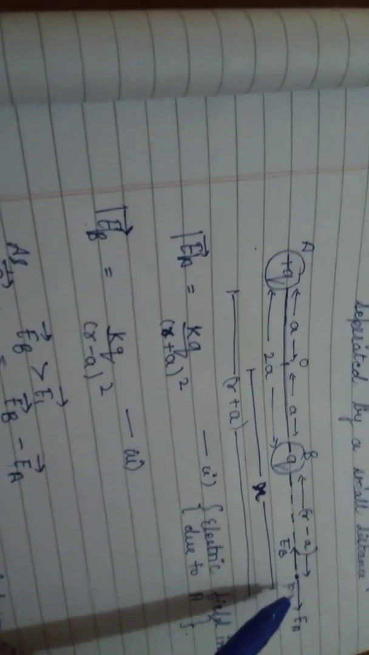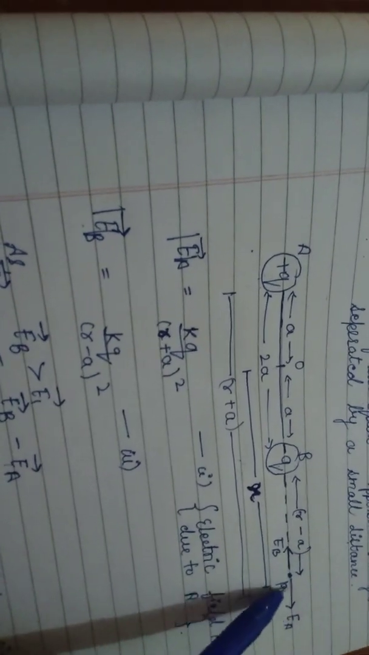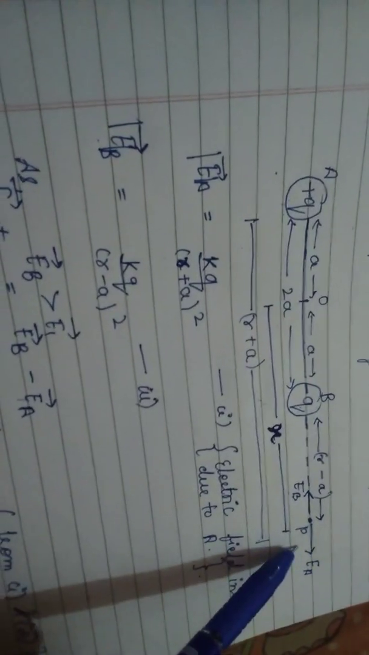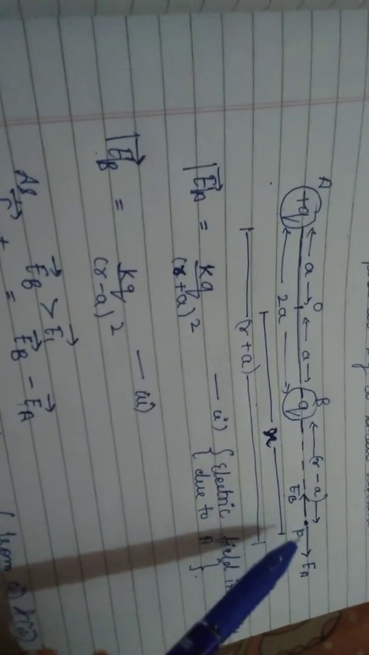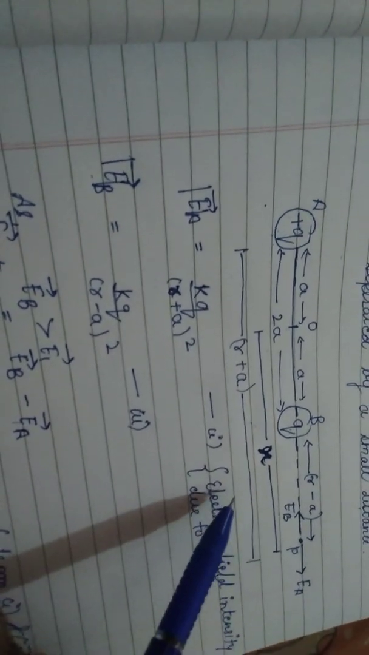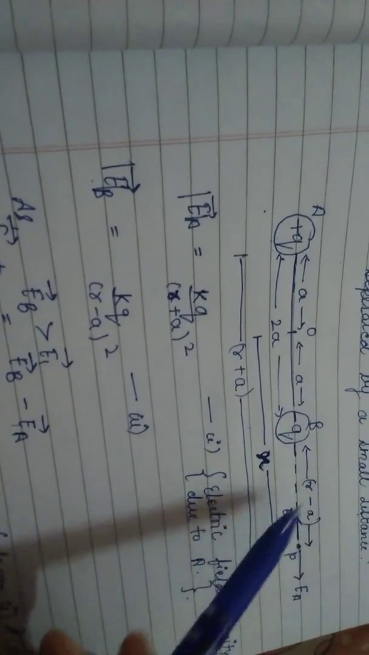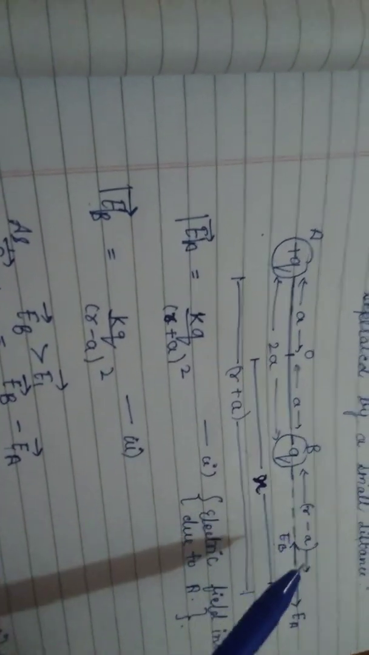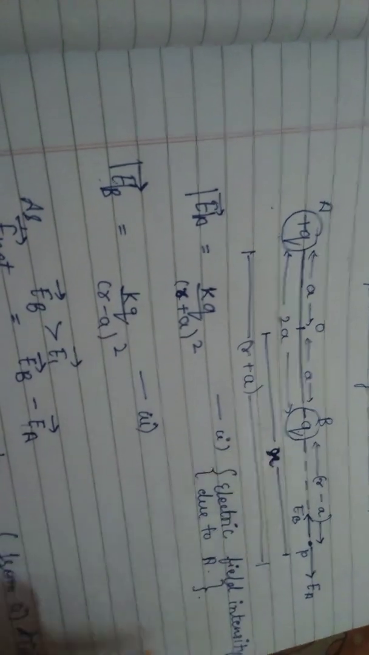Electric field intensity at point P due to plus q charge, that is EA, will be away from this point because it is a positive charge. And electric field intensity due to the minus q charge, that is EB, will be towards the dipole because it is a negative charge.